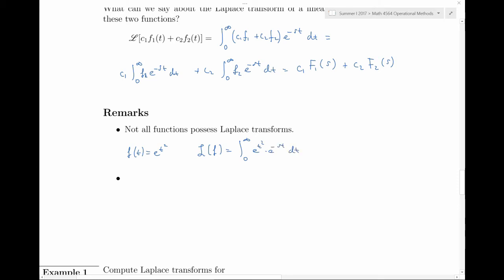dt. And no matter how positive, how great s is, e to the minus st decays to 0 a lot slower than e to the t squared grows. So overall, the integrand is going to be very large and very positive, and this integral is always going to converge to infinity. So this integral never converges for all values of s. And this function, as a result, doesn't have a Laplace transform.